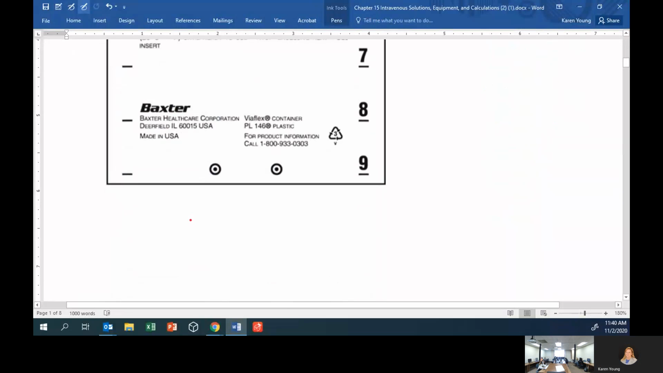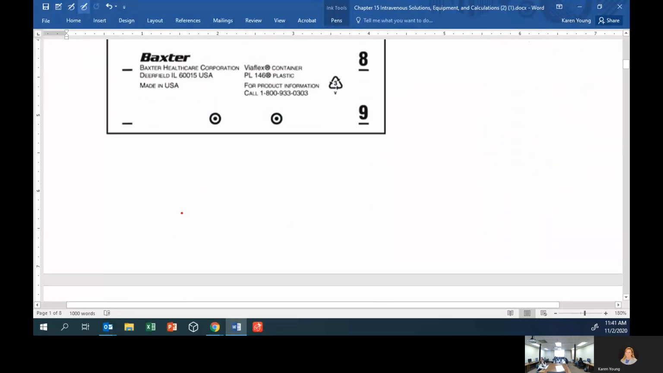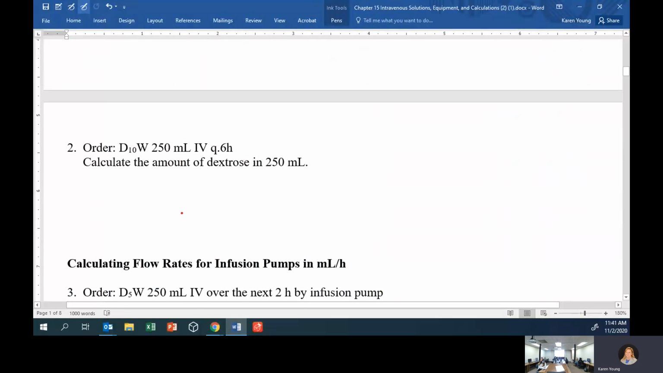So I'm not going to ask you on a test how many grams of dextrose or how many grams of sodium chloride there is in a bag of IV fluid, but I want you to be familiar with it. So on number 2, we have D10W. This 10 means it's 10% dextrose.